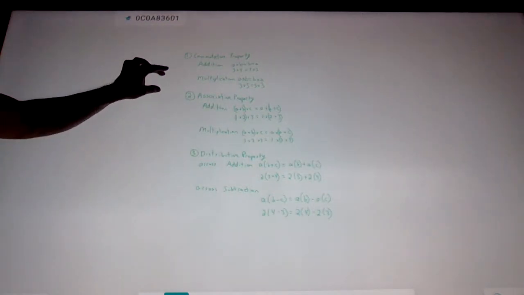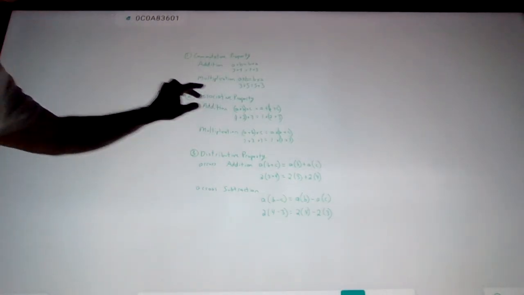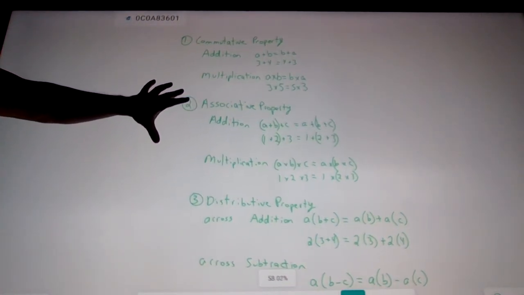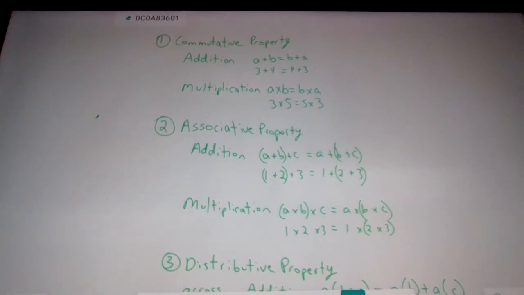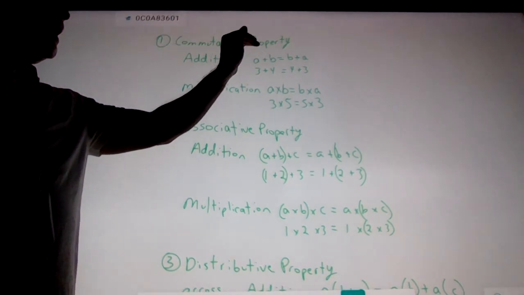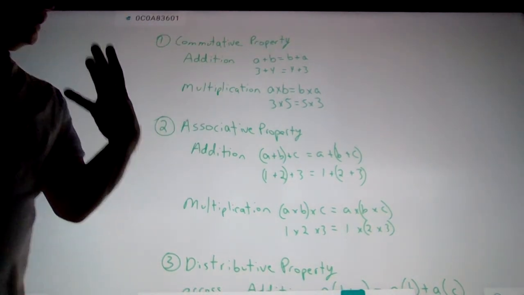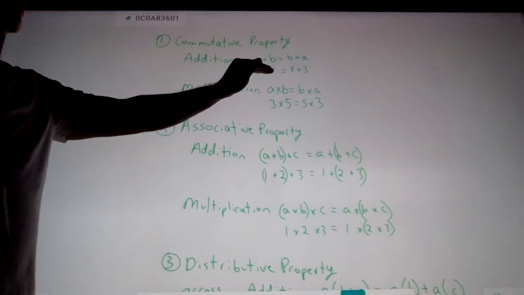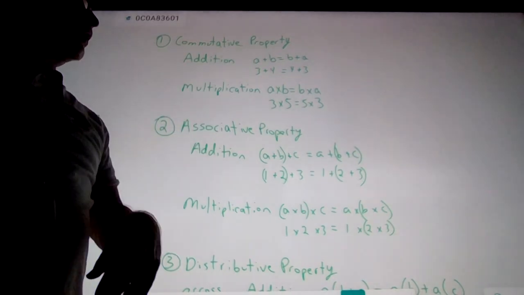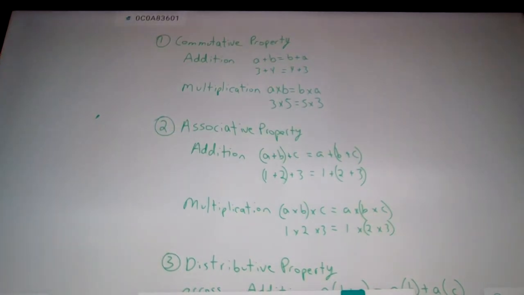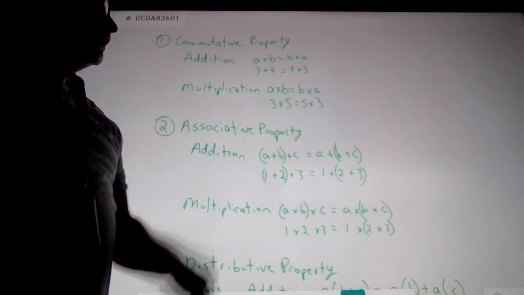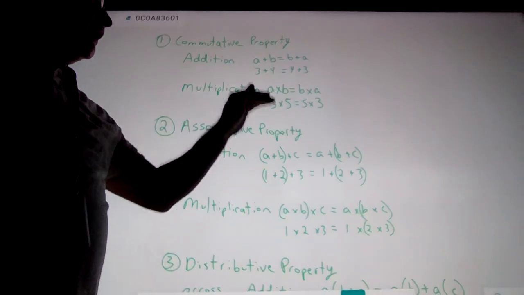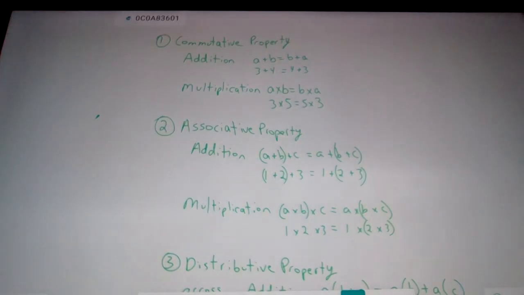Okay? We're going to be working with the properties today. You should know these properties. Commutative property of addition is saying A plus B equals B plus A. In regular everyday math, that is 3 plus 4 is the same as 4 plus 3. The commutative property of multiplication is very similar. A times B is equal to B times A, which means 3 times 5 is the same thing as 5 times 3.